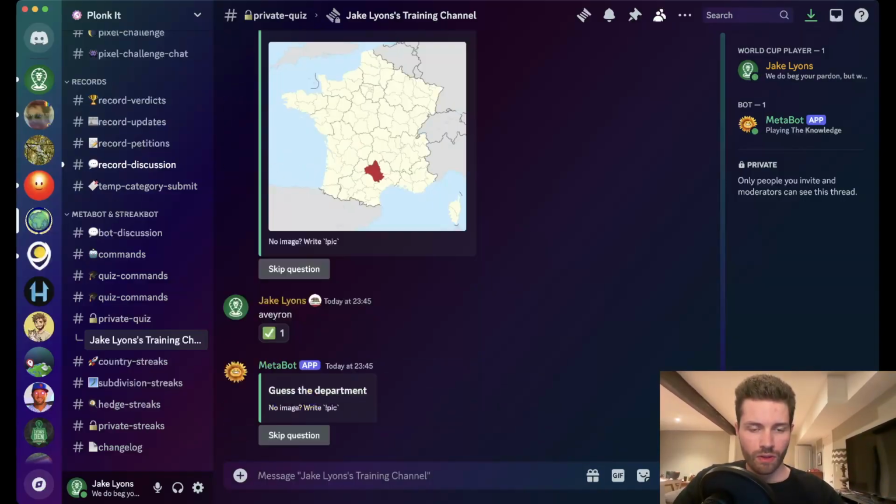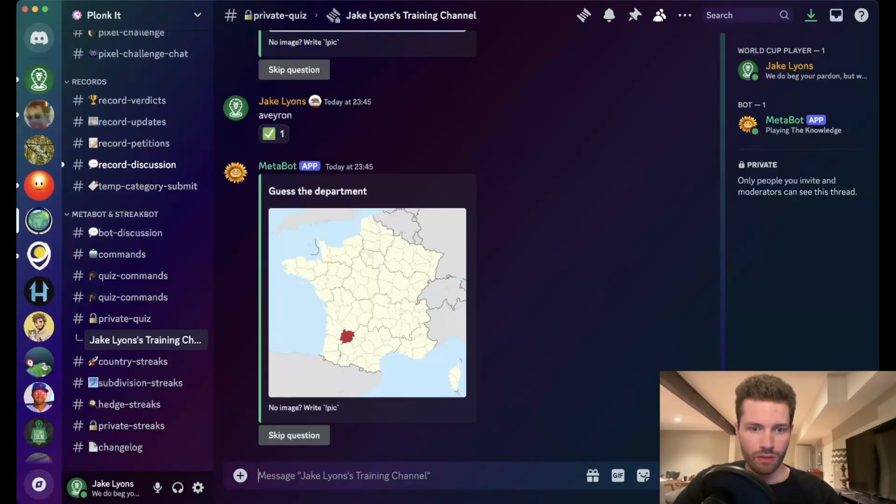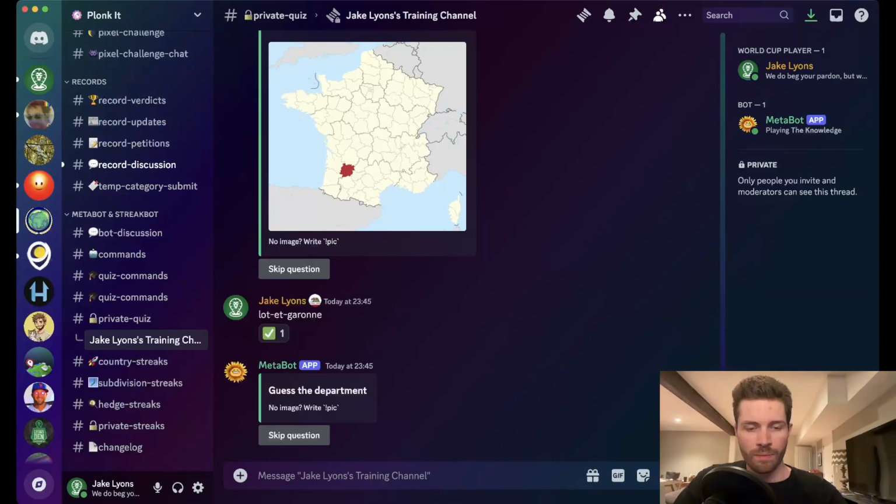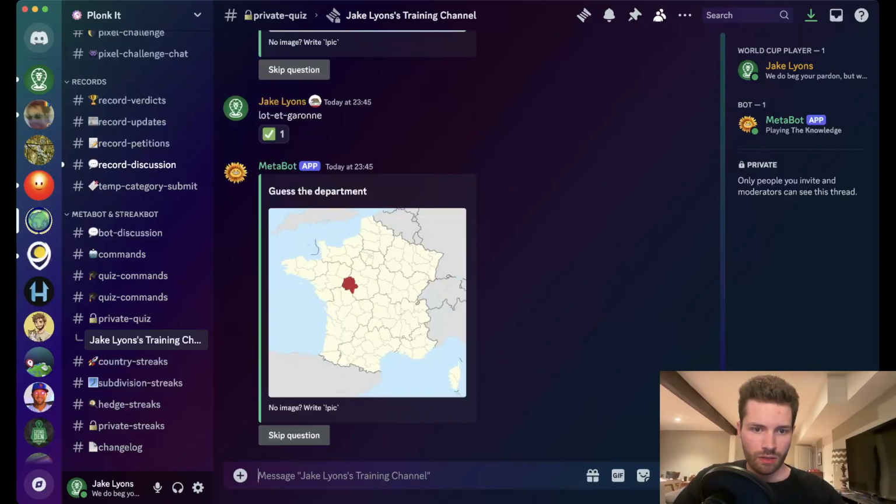Aveyron. And then, goodness me, what is that one? I think that's Lot-et-Garonne. Okay, that one is one of the Loire ones. It's Indre-et-Loire.